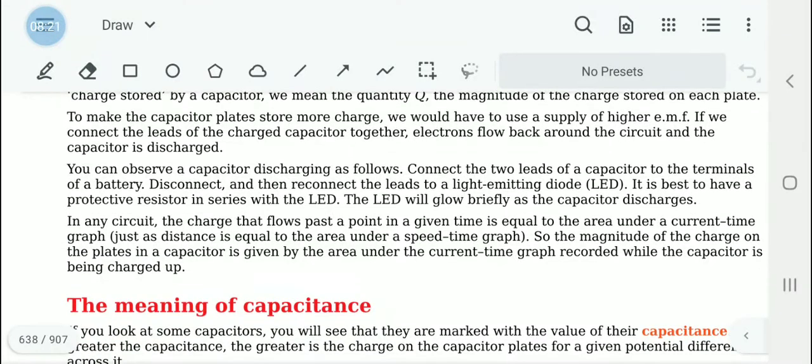Now if you want to supply a higher charge to these capacitors, then you have to have a higher EMF connected to the leads. When electrons flow in the manner that we described earlier, the capacitor is charged. When they flow back around the circuit, we say that the capacitor is discharged.